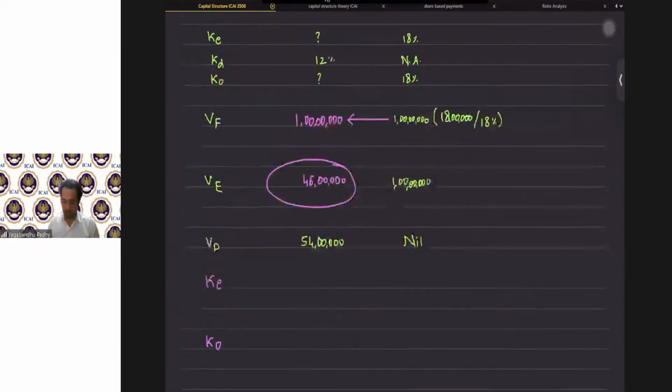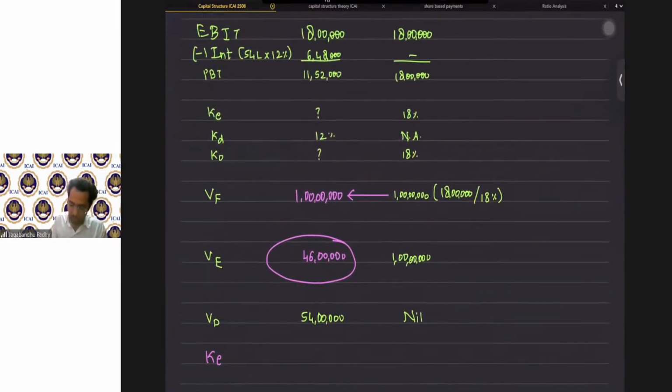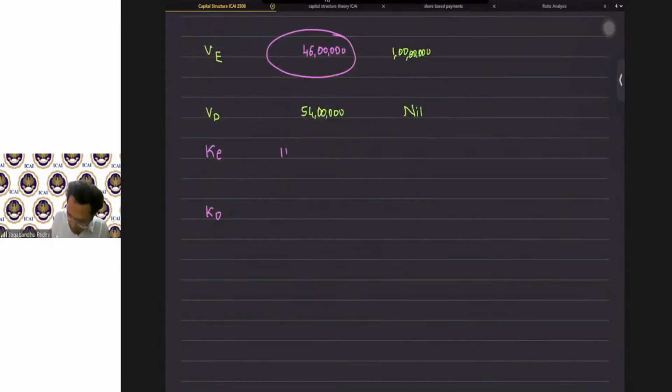Now, cost of equity is, of course, PAT upon the value of equity. Now, what is the PAT or PBT? That's 11,52,000. 11,52,000 divided by 46 lakh. So cost of equity works out to be 25.04%. And what about the overall cost of capital?